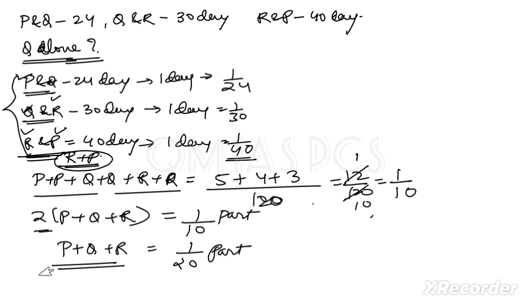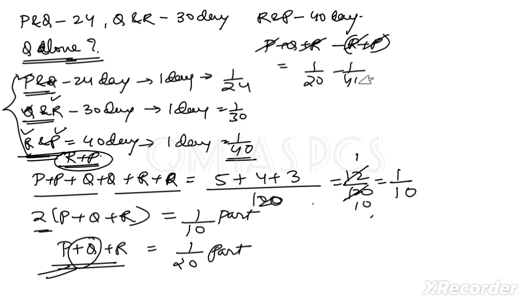Here is P Q R, so we can subtract this one. If you subtract this one, we will get Q. Like P plus Q plus R minus R plus P, so we will get only Q. So this will be 1 by 20 minus 1 by 40. Here the LCM is 40, so it is 2 minus 1, that is 1 by 40.